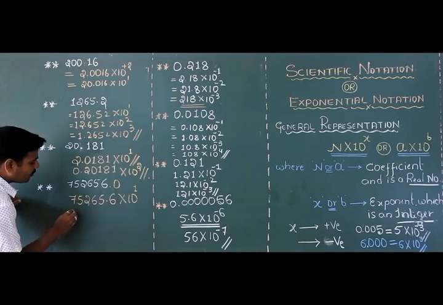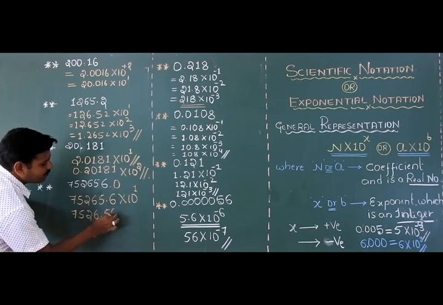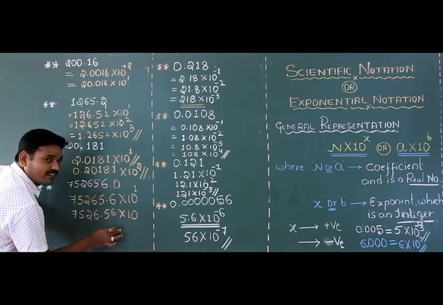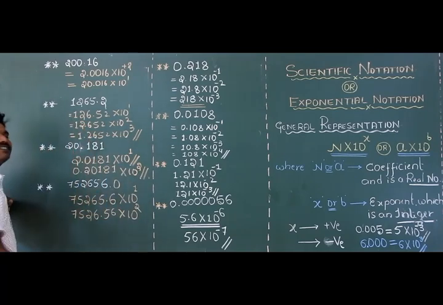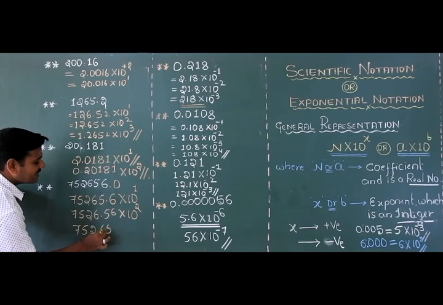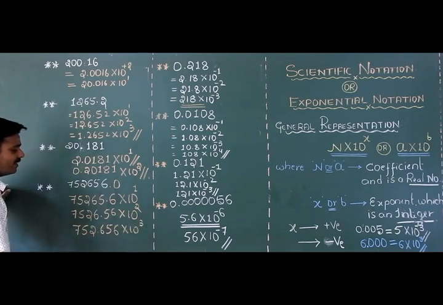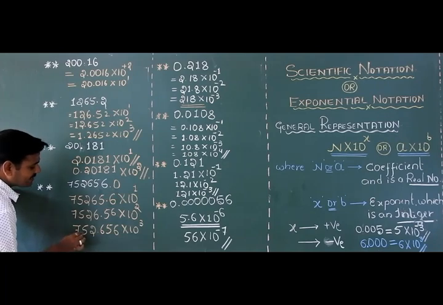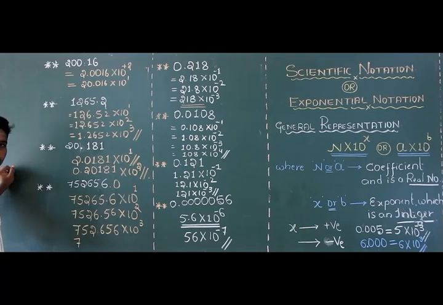So one more possibility is 7526.56 into 10 to the power of. Tell me, student, what is the value of exponent here? Very good. 2 is the value of exponent. Or one more possible value, 752.656 into 10 to the power of plus 3. One more possible value, 75.2656 into 10 raised to 3.